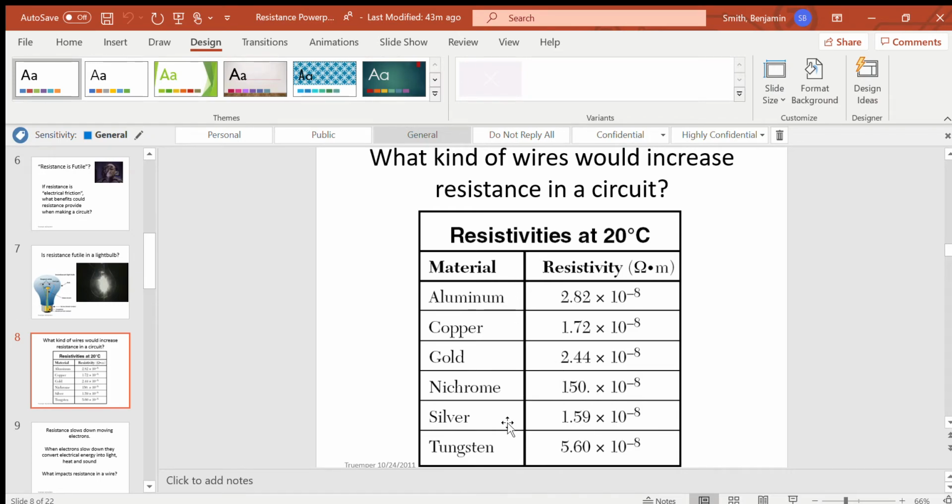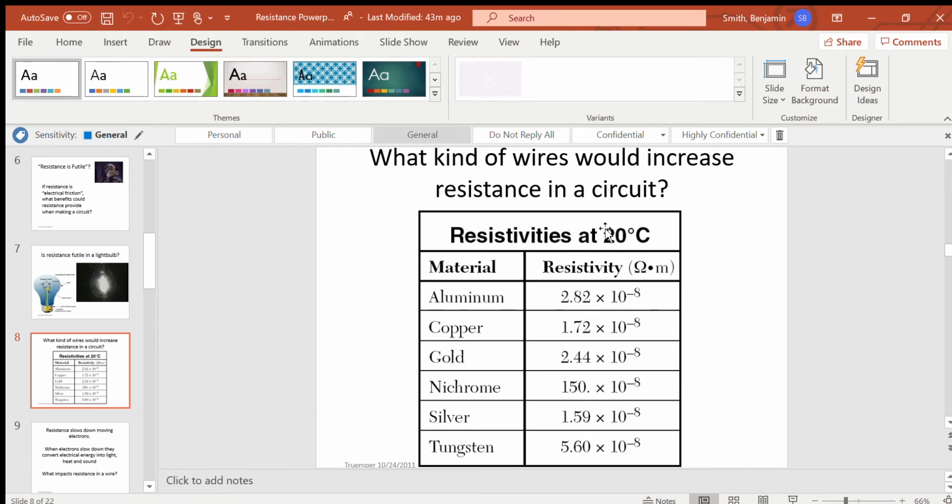Any of these could make up your circuit, but depending on which one you use, it has a different amount of resistance. So you can see aluminum, and you can kind of ignore this times 10 to the negative 8. If you just look at these numbers, you can get an idea of which ones have higher resistance. Copper is about 1.7, so that's low compared to gold, which is 2.4, or tungsten, which is 5.6. So copper is very conductive, or it has less resistance than other metals. And you can see silver as well has a really low resistance. So choosing your material wisely can actually decrease the amount of resistance your circuit can have.